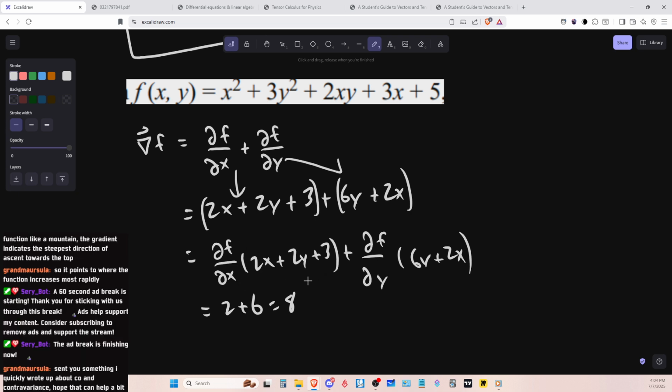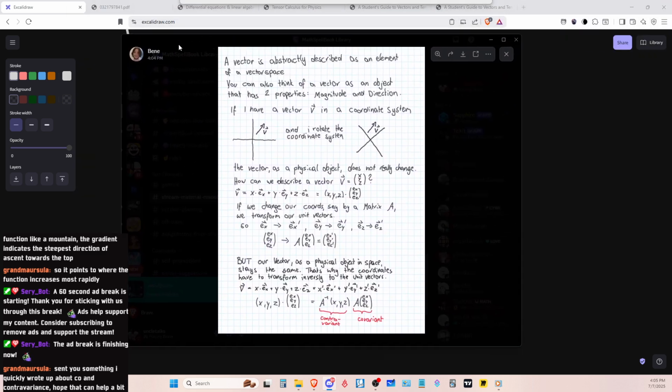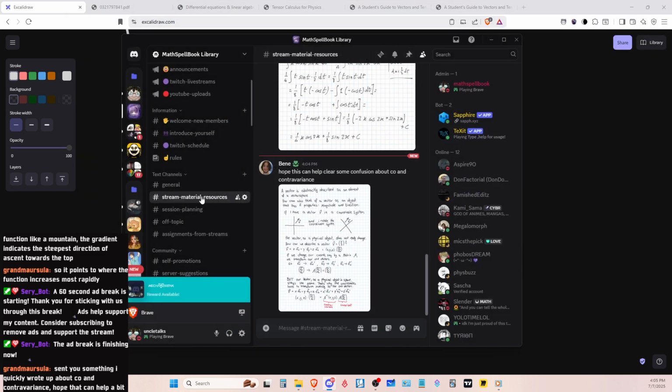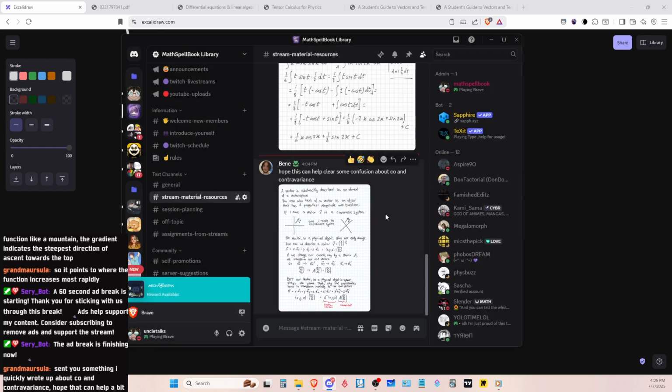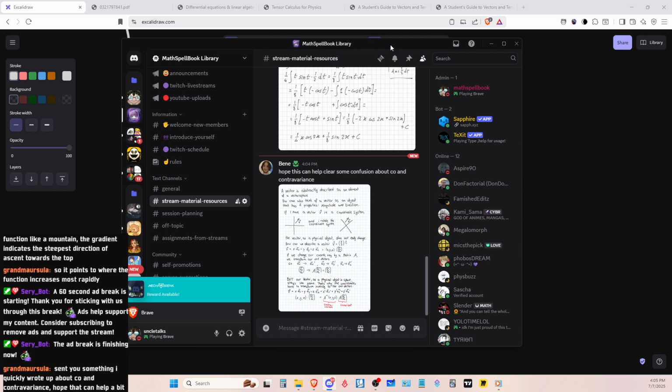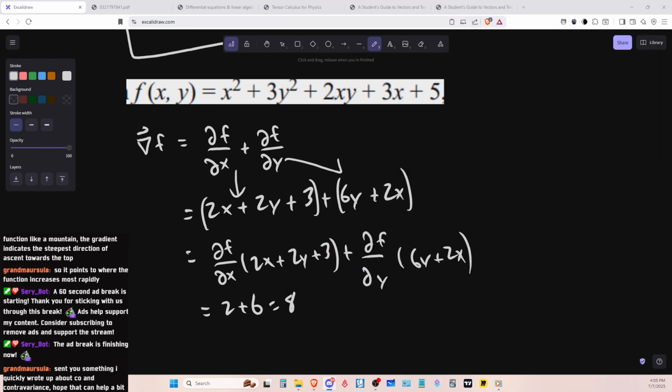So, yeah. I sent you something I quickly wrote up about covariants and contravariants. Hope it helps a bit. Sure, I will take a look at it. And if you guys want to see, I will present it to you guys. Thank you, Ursula, for posting this. If you want to check where this is, it's in the Stream Materials Resources channel. So you can check out what Ursula, aka Grandma Ursula, posted there. I'm definitely going to check it out after stream.